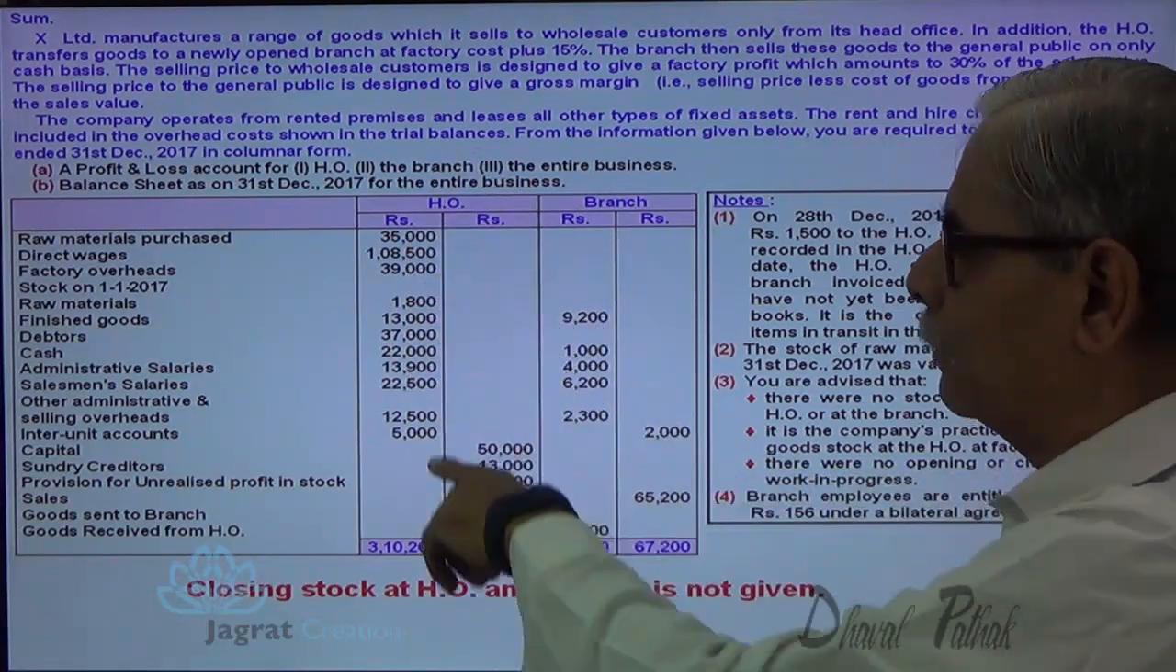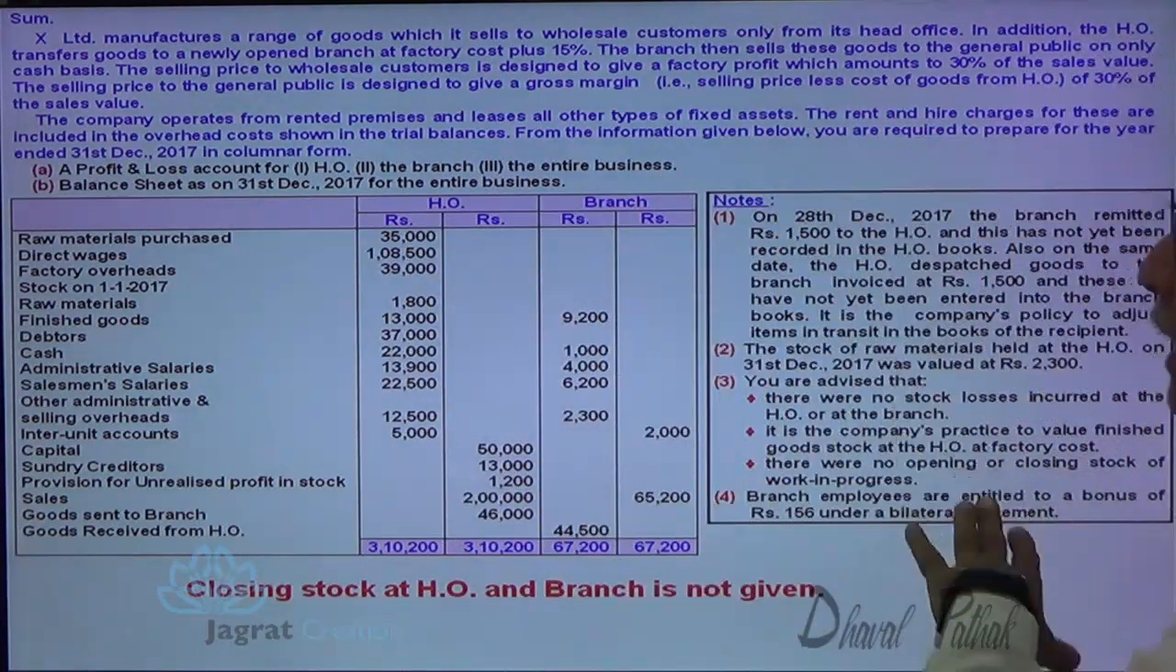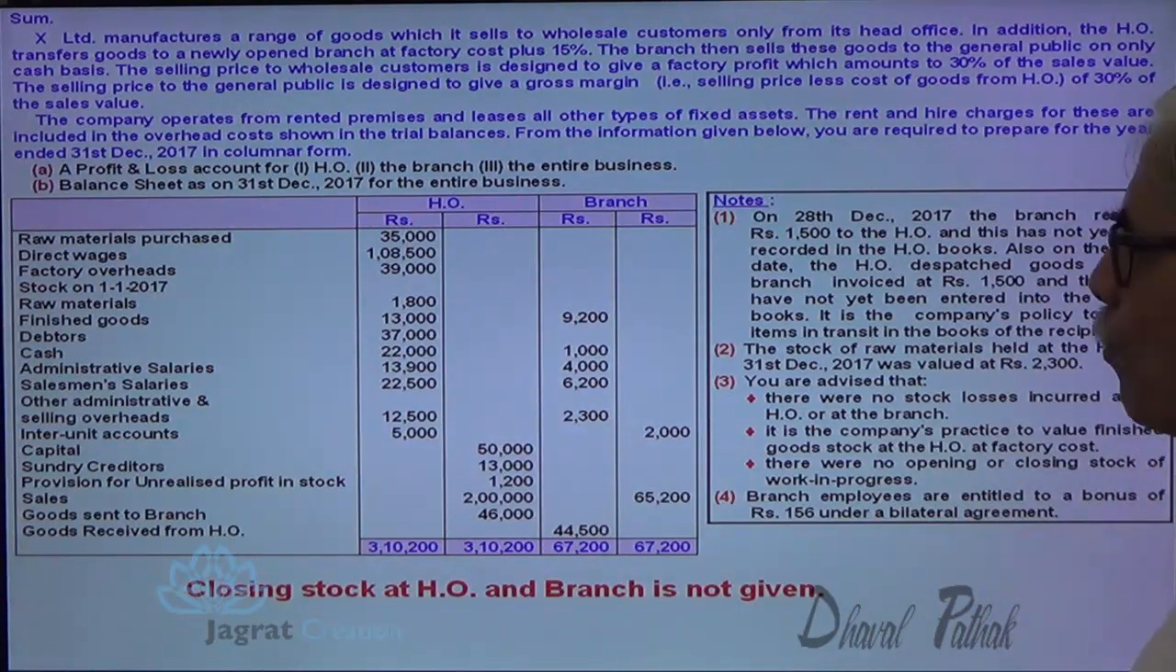Now you are given the trial balance of HO, trial balance of branch. These are the adjustment information given to you. On 28th of December 2017, the branch remitted 1500 to HO. And this has not yet been recorded in the books of HO. Also the same date the HO dispatched goods to the branch invoiced 1500. And these two have not been entered in the branch books. It is the company's policy to adjust the items in transit in the books at the recipient.